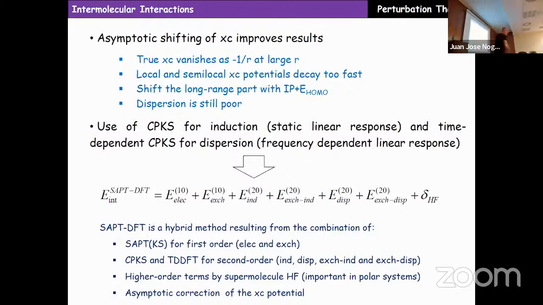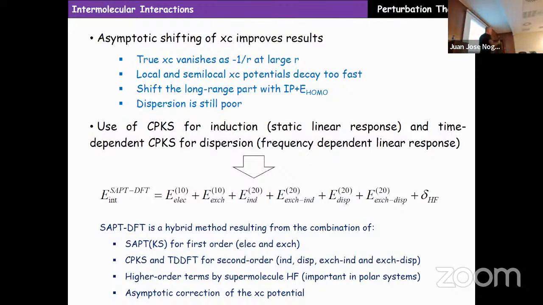This complicates the computation, so the method and the implementation are more complicated, but the results are quite good because the computational efficiency of time-dependent DFT and coupled perturbed Kohn-Sham is very good. Well, we have another problem here, which is the decay with the distance of the exchange correlation potential, the asymptotic behavior of the exchange correlation potentials, which is normally very bad in DFT functionals.